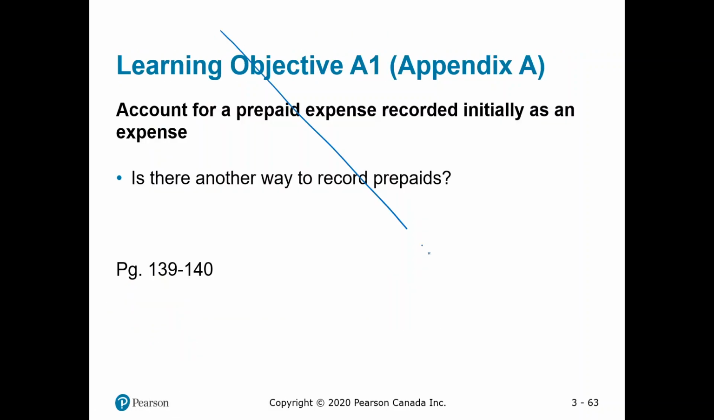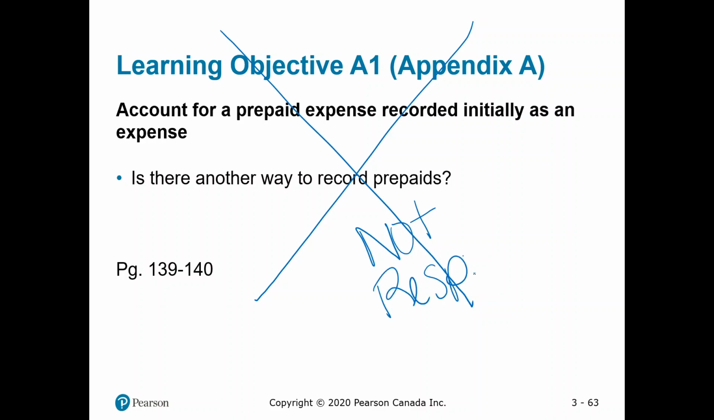And I just want to note that you are not responsible for Appendix A. So we do not need to cover the appendix in this chapter. So it just looks at other ways to record prepaids, but it's enough for you guys to learn the way that we've done it. So you do not need to cover Appendix A. There's no need to look at that for this chapter.